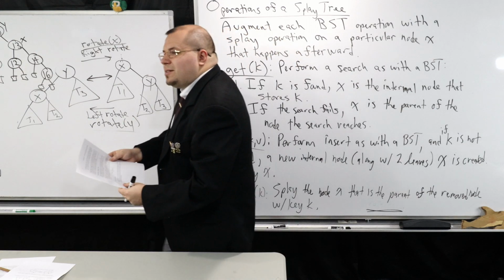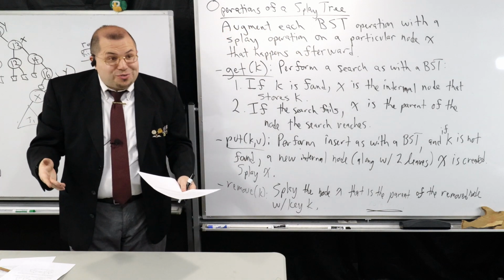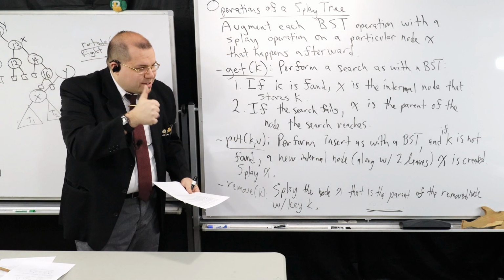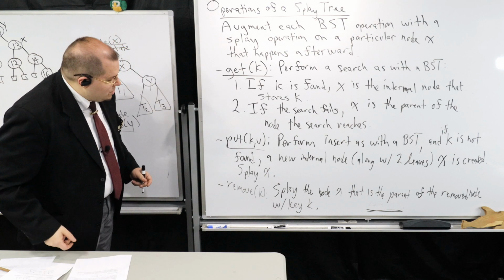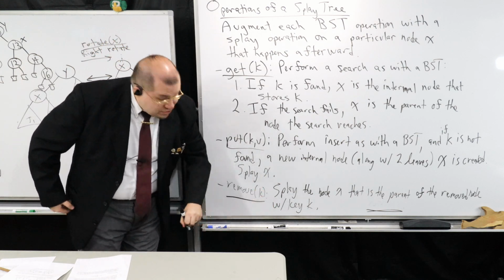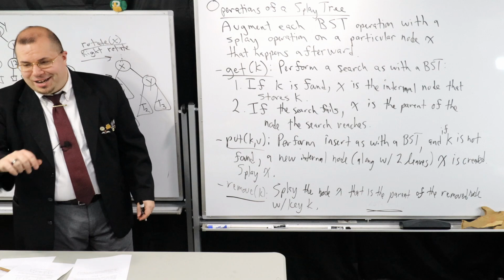Because remember, you're going to delete a node in the tree. So you're just going to select the parent of the deleted node. That's what you do in a remove. So that's all you have to do. You just add a splay operation like this.